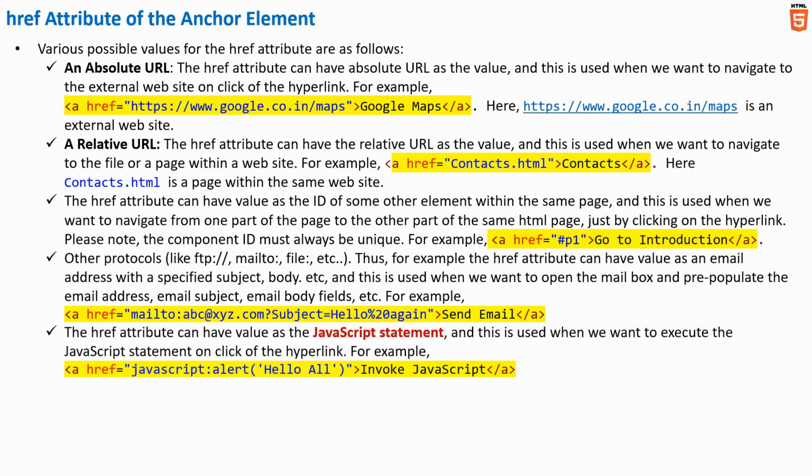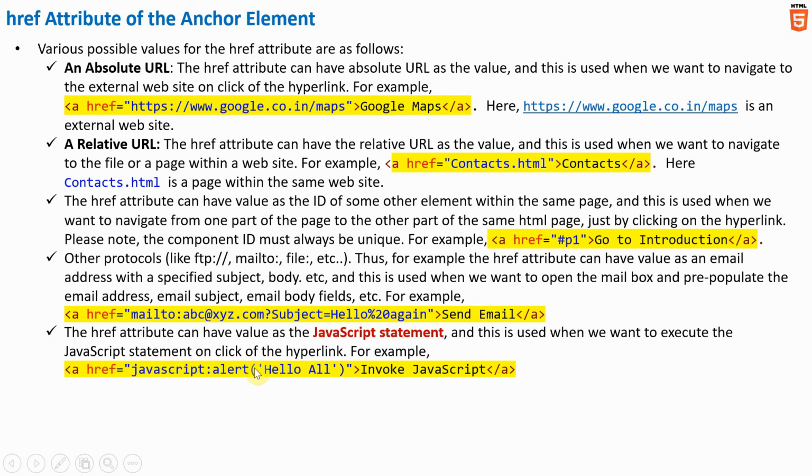Also, the href attribute can have a value as a JavaScript statement, and this is used when we want to execute the JavaScript statement on click of the hyperlink. For example, here I have an anchor element and the content of this anchor element is invoke JavaScript. So when the user clicks on this invoke JavaScript hyperlink, it will call a JavaScript statement which is specified as the value for this href attribute, and it will simply throw an alert with a message as hello world.